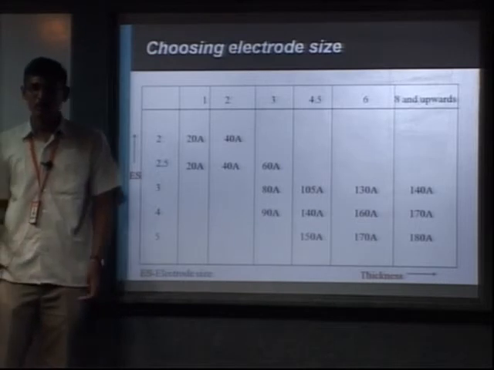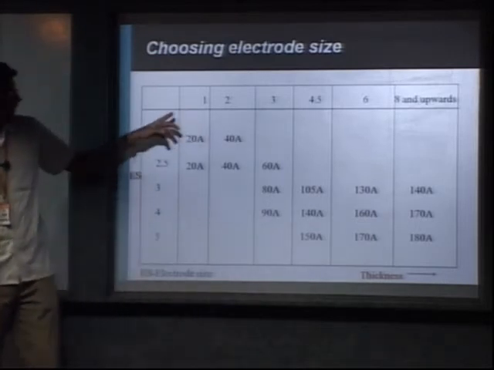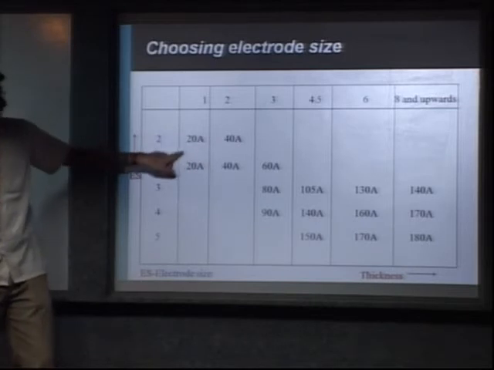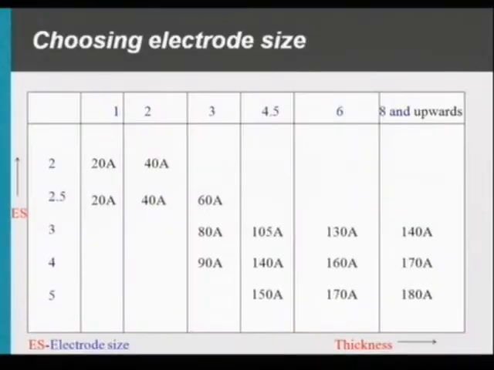Another example: suppose your plate thickness is 1 and your electrode size is 2, then you can give 20 amps from the power source for the arc.